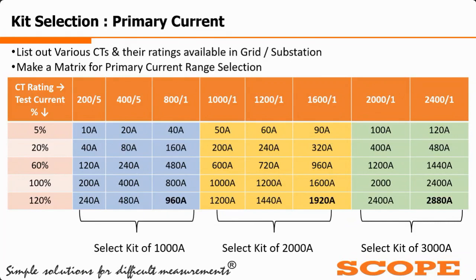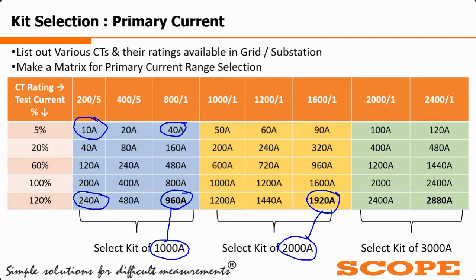Here I have created three columns. 10 ampere is the minimum current we require for testing the 200 by 5 ampere CT, and the maximum current we require for the 800 by 1 ampere CT is 960 ampere. Similarly, for 1000 ampere to 1600 ampere CT class, we require a minimum of 50 ampere and a maximum of 1920 ampere. In the last two columns, for 2000 ampere CT and 2400 ampere CT, we require 100 ampere as the minimum current, and the maximum current we need to inject is 2880 ampere.